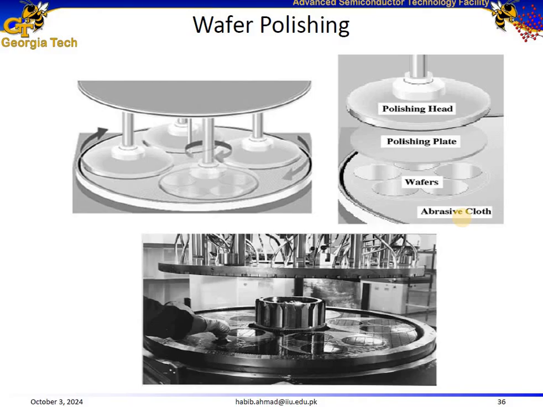So the primary goal of wafer polishing is to achieve a smooth, flat, and defect-free surface. It is essential for high-quality semiconductor devices and manufacturing. And the polished wafers will have a uniform thickness and minimal surface defects, irregularities, and damages, and this is vital for processes like photolithography and fabrication.